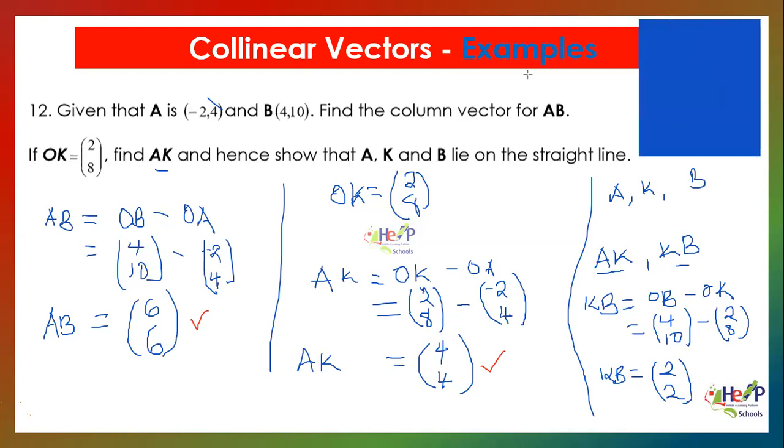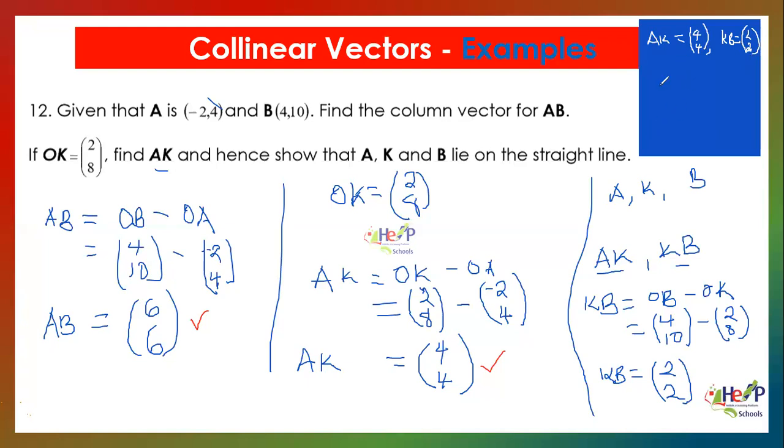I'm going to compare something here. Our AK is the same as 4, 4. Then our KB is the same as, and there our N is going to be 2.